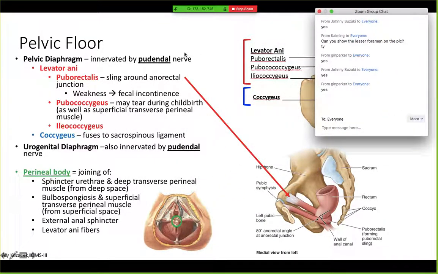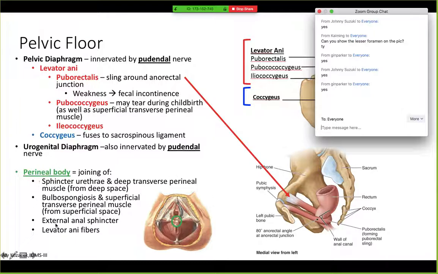All right, something clinically important about the puborectalis. This muscle forms a sling around the anal-rectal junction, and if you have weakness in this muscle, you're going to end up with fecal incontinence. So not something that any of us probably want.